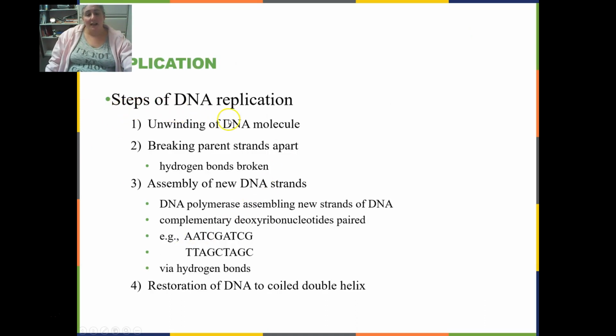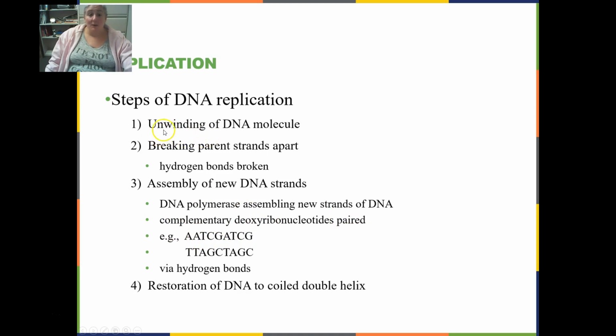So how does DNA actually replicate? There are 3 basic steps. We have unwinding of the DNA. Then we have to break the parent strands. So you're breaking those hydrogen bonds. And then we're going to allow new DNA nucleotides to come in and build a complement to each of the parent strands. That's the basic process.